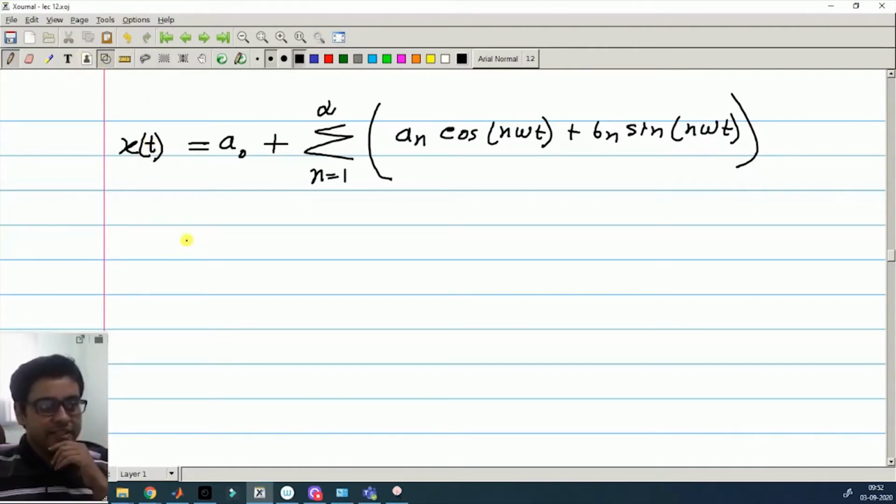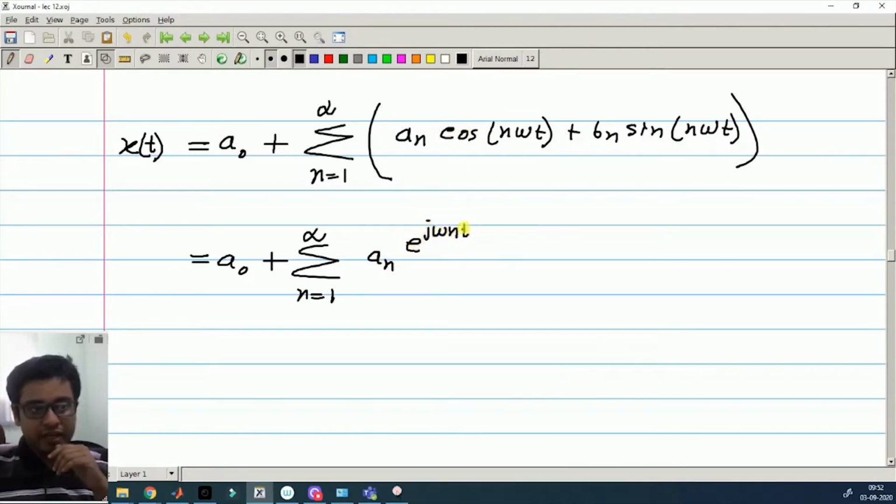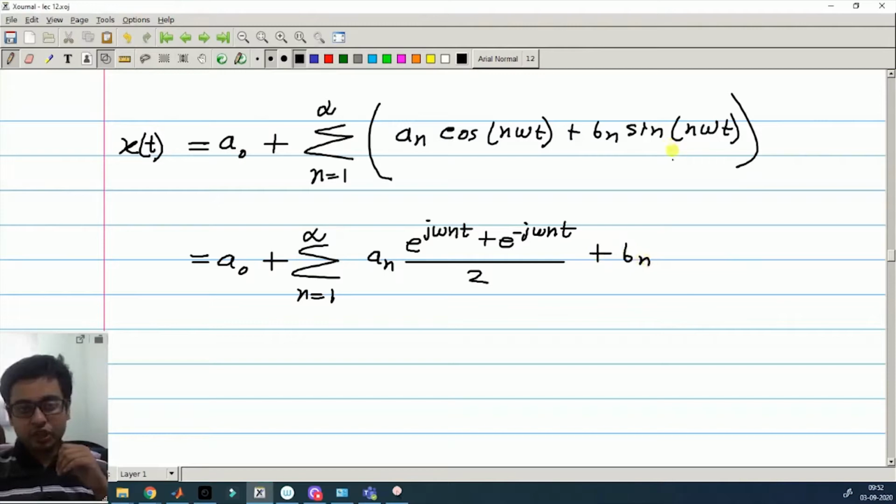Let me write this as a0 plus summation over n equal to 1 to infinity an. In place of cosine, let me put (e to the power j omega n t plus e to the power minus j omega n t) whole divided by 2, plus bn. In place of sine, let me put (e to the power j omega n t minus e to the power minus j omega n t) whole divided by 2j.